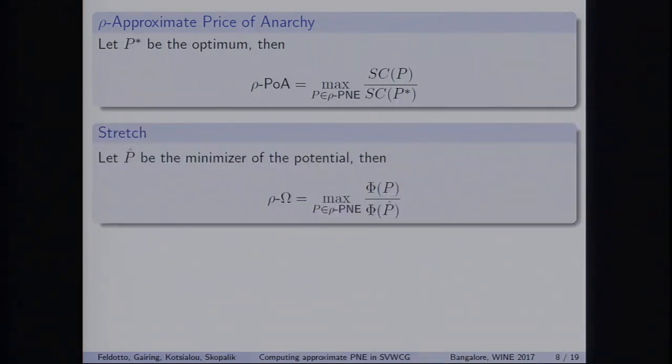We introduce a definition similar to the price of anarchy, but with respect to the potential of a class of games, and we call it stretch. So the stretch of a potential game is equal to the worst case of the potential value in an approximate equilibrium towards the minimum potential value.